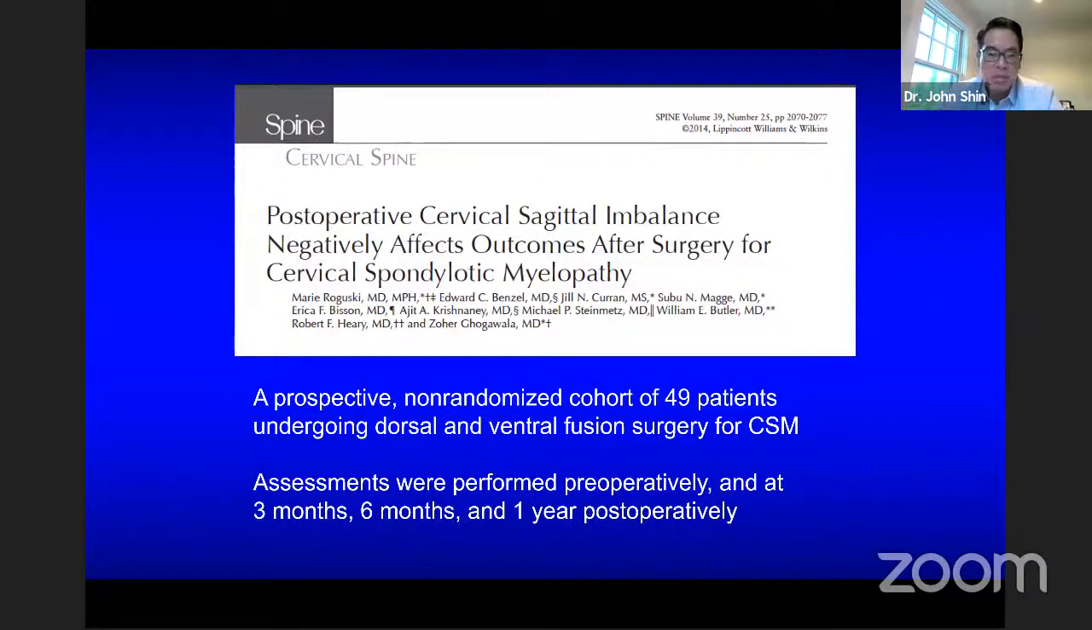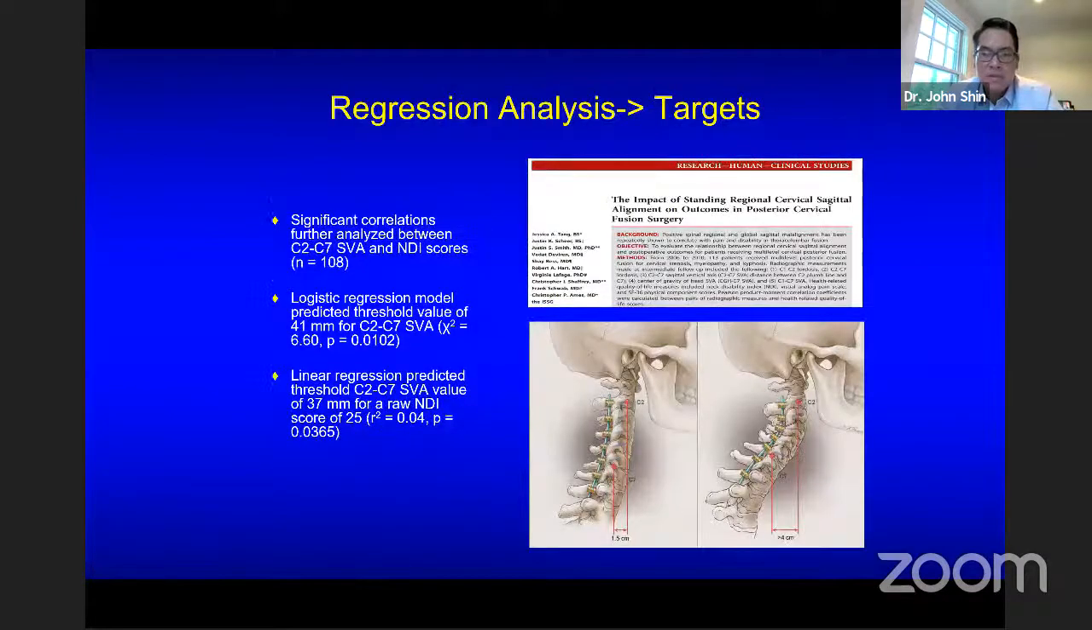And this is one of the earlier studies from 2014 that really demonstrated this, and there has been subsequent work looking at this. This was one of the earliest papers that really demonstrated the impact of standing X-rays and standing alignment on outcomes after posterior cervical fusion surgery. And this really helps set the initial target for that SVA of approximately 4 centimeters, which we use now.